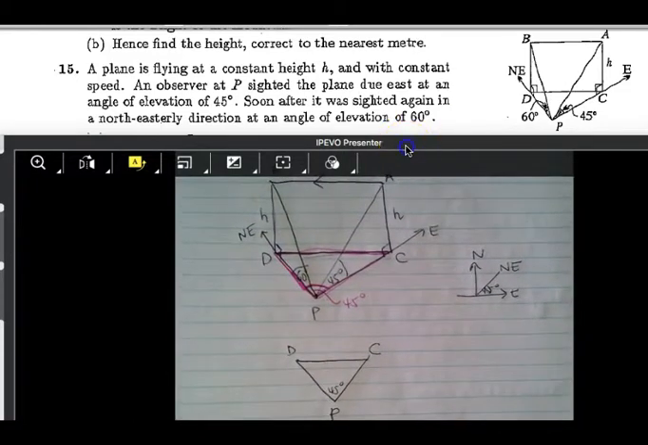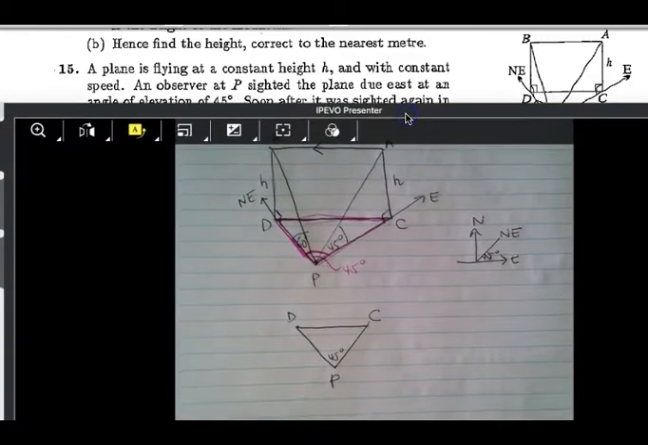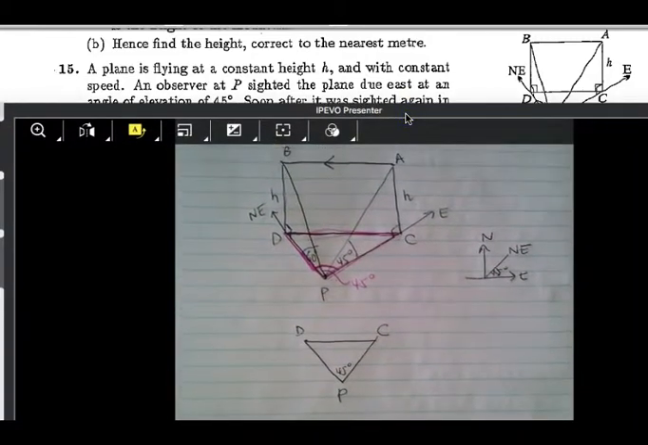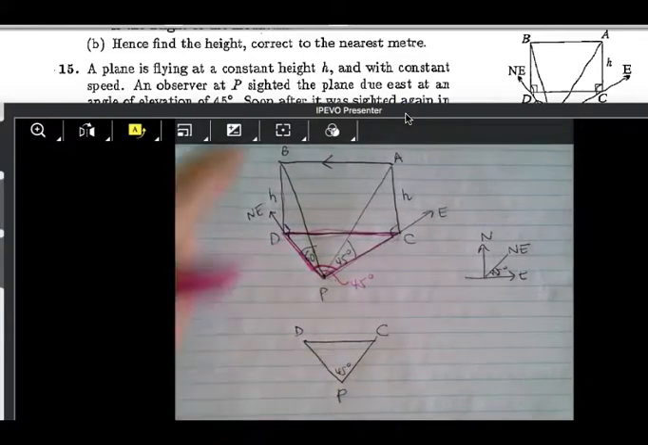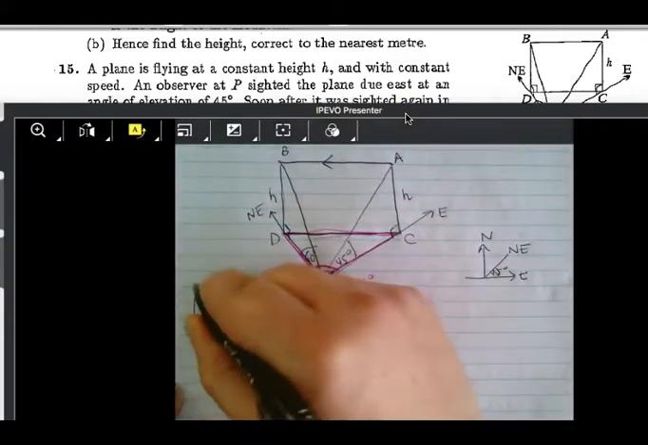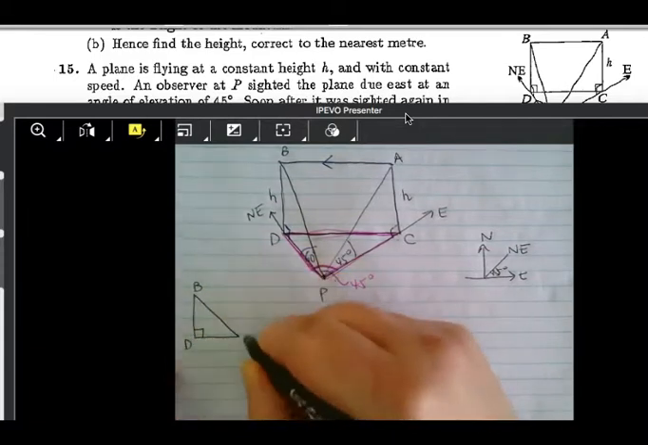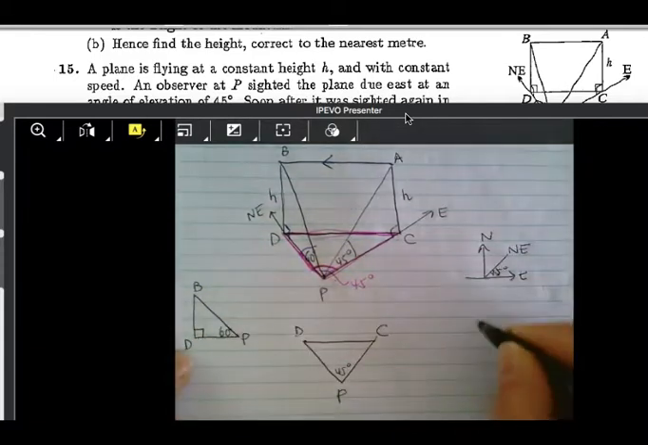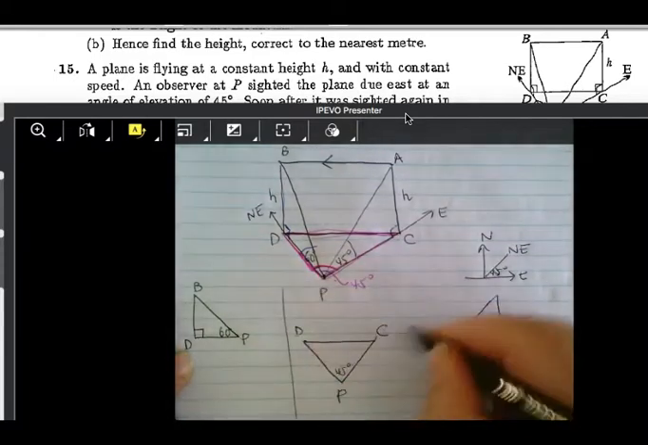Now, I'm going to move this up. So this is what I've got. That's my ground. Angle of elevation triangles are easy. I'm going to draw them here. Here's one angle of elevation triangle, DBP, with 60 degrees. I'm going to draw the other angle of elevation triangle over here, and that's my ground.